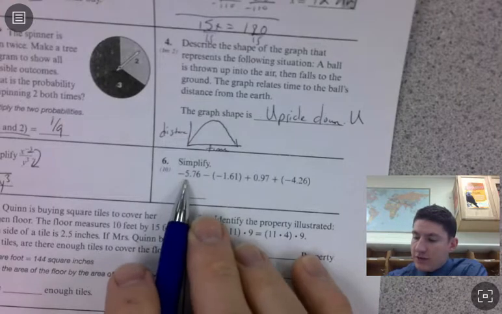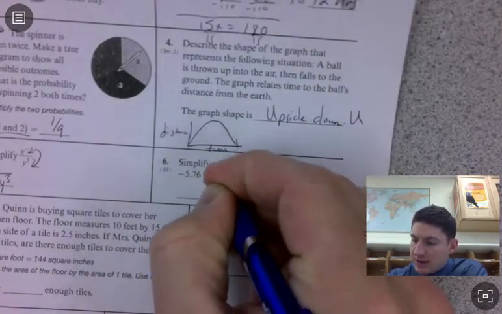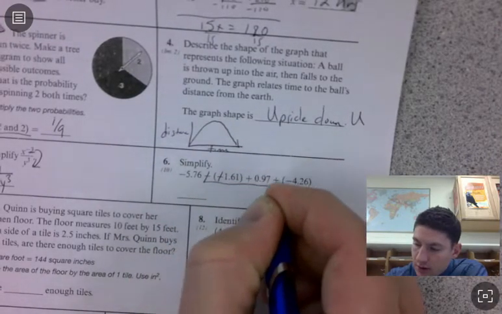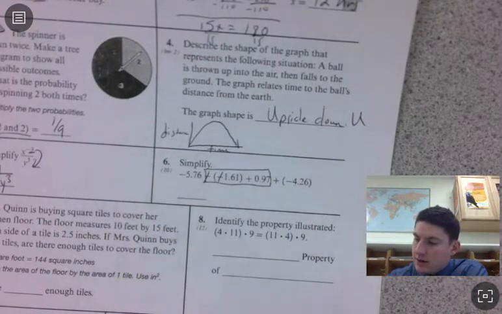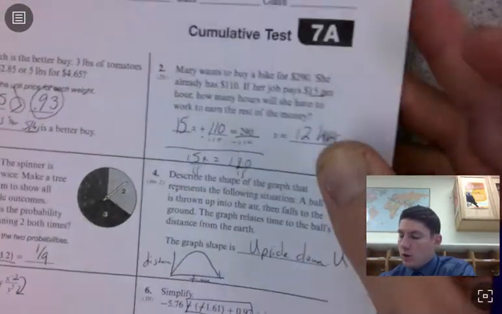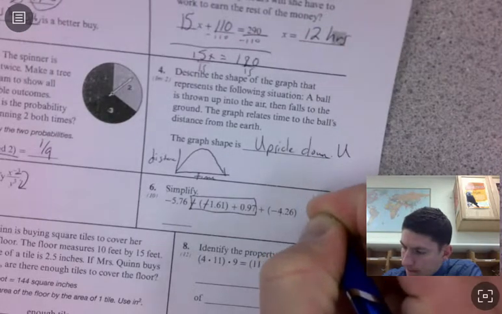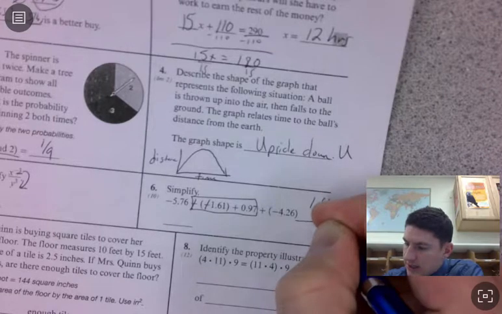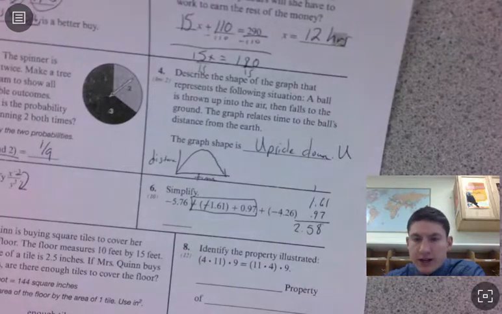So here I've got negative 5.76 minus negative 1.61. So I can say that that's actually adding the opposite here. Two negatives make a positive. And then I can put together these two numbers because they're both positives, and then these two can go together because they're negatives. In this case, I would say, what is 1.61 plus 0.97? 7 and 1 is 8. 6 and 9 is 15. Carry the 1, is 2. I got 2.58 as a positive value.